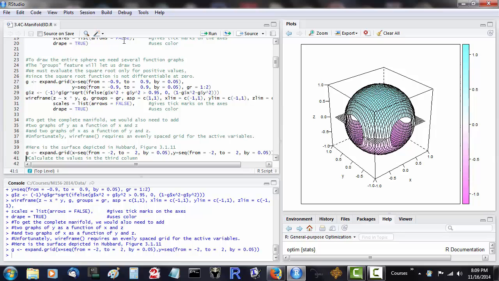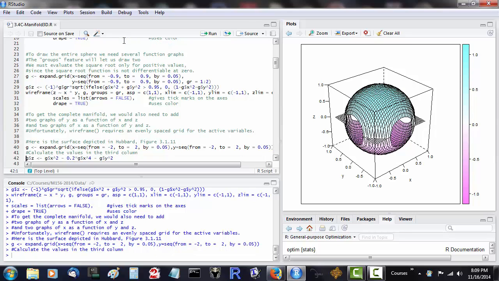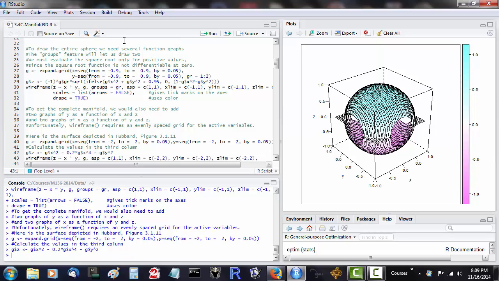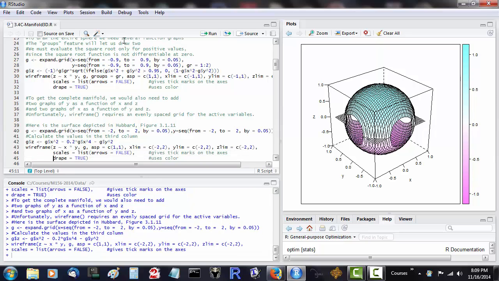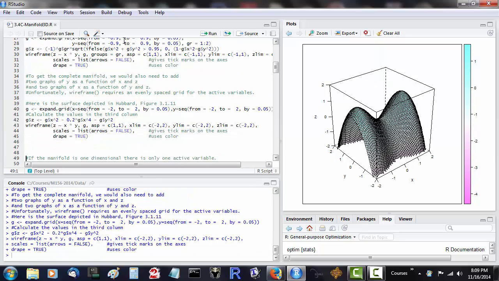Here's a crazy example from the textbook. I'm going to plot x and y going from -2 to 2 and calculate using the textbook's function z is x squared minus 0.2 times x to the 4th minus y squared, and then I just pass it along to the data frame and get an interesting looking function.